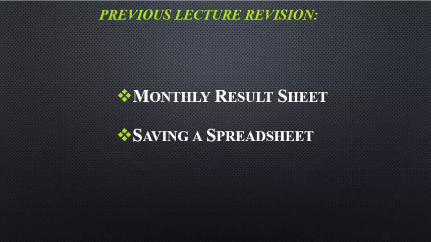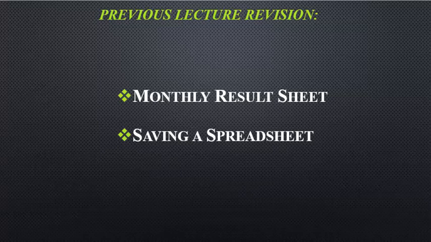To save a spreadsheet, there are multiple ways. First, click on the save button in the quick access toolbar. Second, click on File, go to Save, and then save your file. The third is to press the Control key and S key to save the file. So these are the ways to save a file.